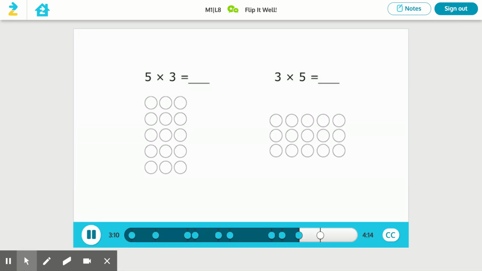What's the difference between these two problems? The array turned and the factors in the multiplication sentence switched places. Yes. Ethan, why'd the factors switch places? In the first one, the 5 is the number of rows, and the 3 is the number of columns. When the array rotates, there are 3 rows and 5 columns. That's right.